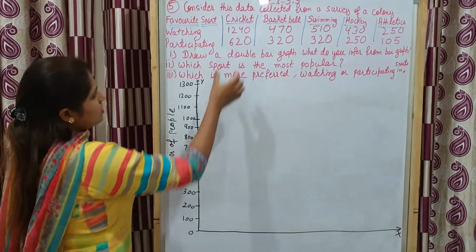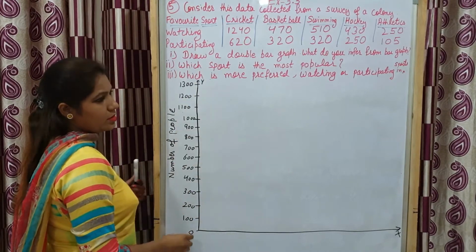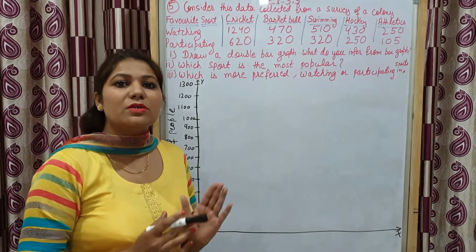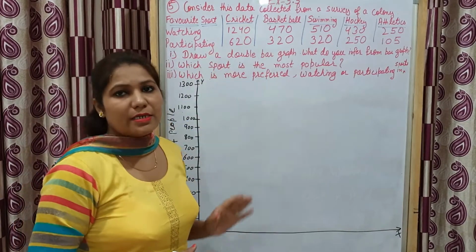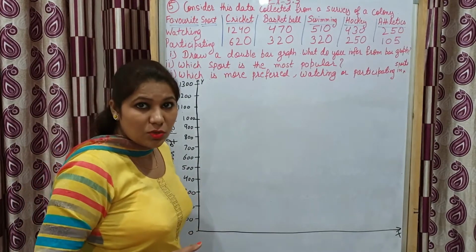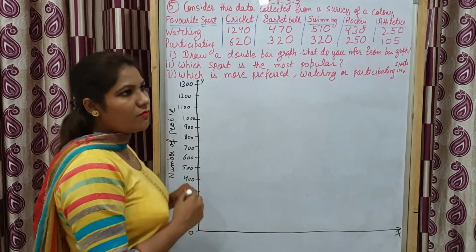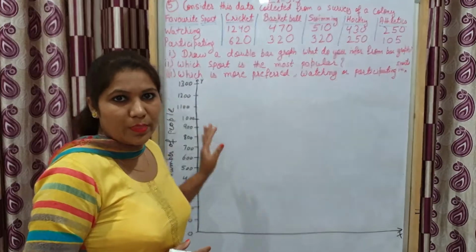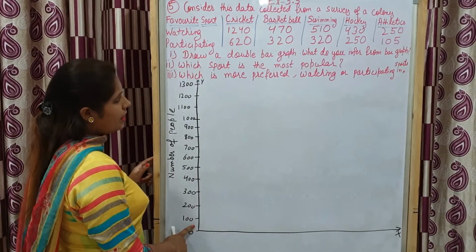Now see students, I choose one box equal to 100. Always try to take the scale as a multiple of 10. You can take 10, 100, 1000, depending upon the data given to you. Because if you take this type of number, it is easy for you to draw a graph. It's not compulsory. You can take 200, 300 type of scale, but that will be difficult for you. It is the easiest method. Now I choose scale 100.